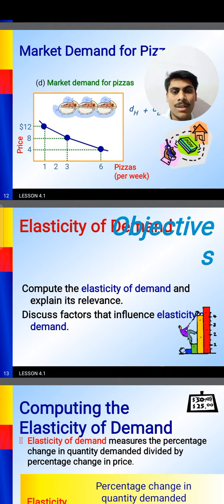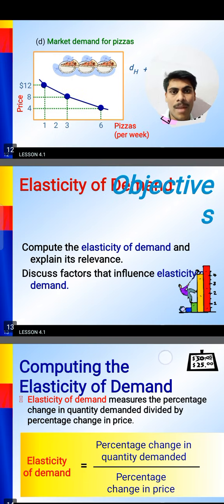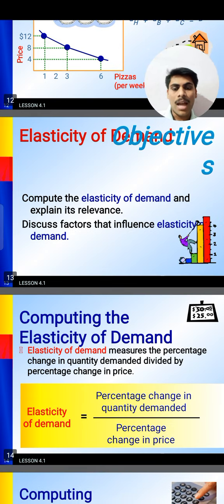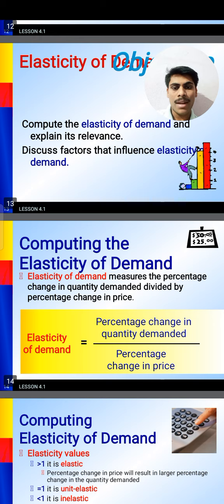Next we can discuss elasticity of demand: how to compute the elasticity of demand, explain its relevance, and discuss the factors that influence elasticity of demand. Elasticity of demand measures the percentage change in quantity demanded divided by the percentage change in price. Elasticity of demand equals the percentage change in quantity demanded divided by the percentage change in price.